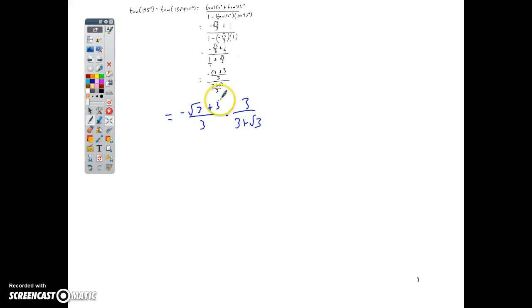Now, there's some good news hidden here. What can I do? Cancel out 3. It's the least offensive part of the problem you can cancel out. Which gives me negative root 3 plus 3 over 3 plus root 3. Whew, in a just world, we'd be done right about now. Is it a just world, Mr. Hummer? Bless you. No, so therefore we must not be done. What can I do now?